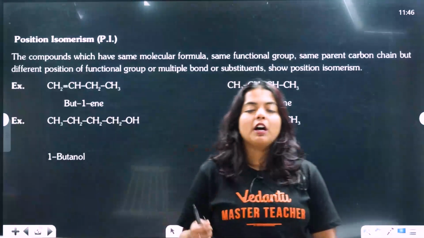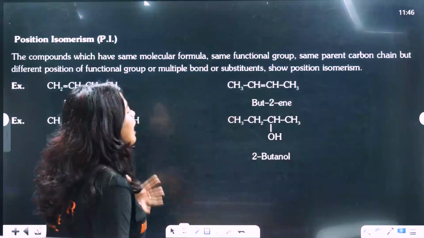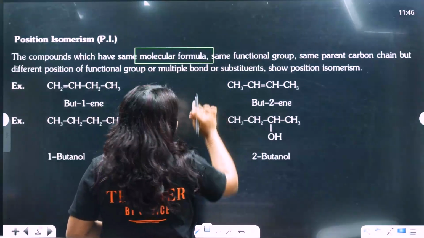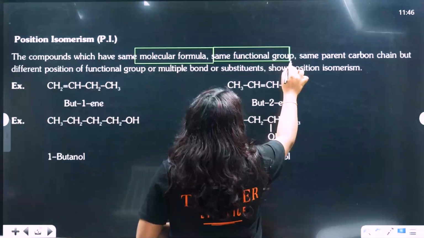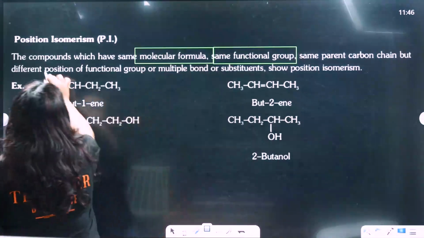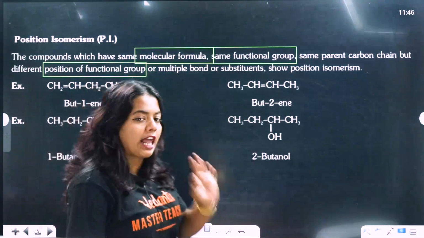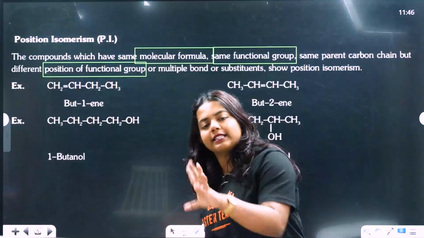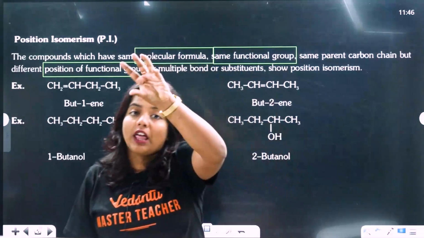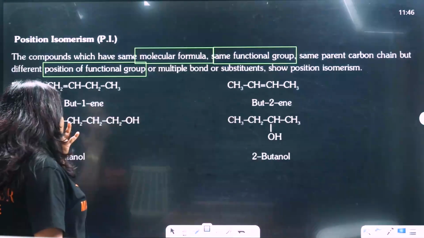Positional isomerism means that if I give you a compound, they will have the same molecular formula and the same functional groups. But the parent carbon chain is the same with a different position of the functional group. See students, their functional group will be the same. If it is an alcohol it will be alcohol, if it is an acid it will be acid. But the position of that functional group will be different. Are you getting my point? That is what position isomerism is.